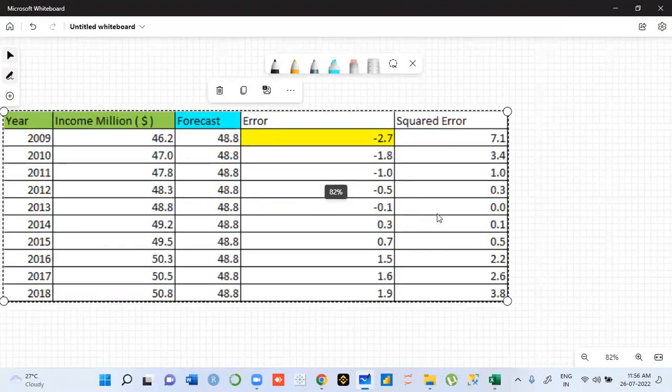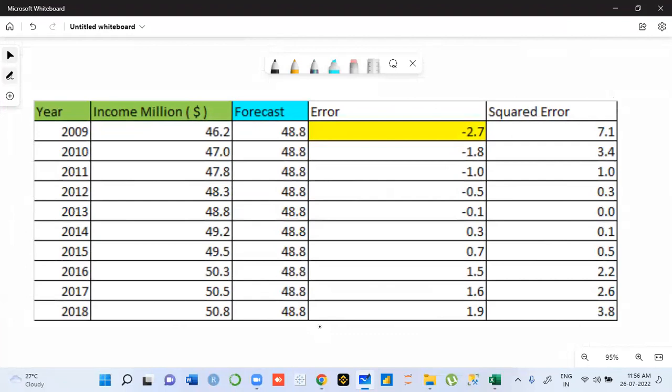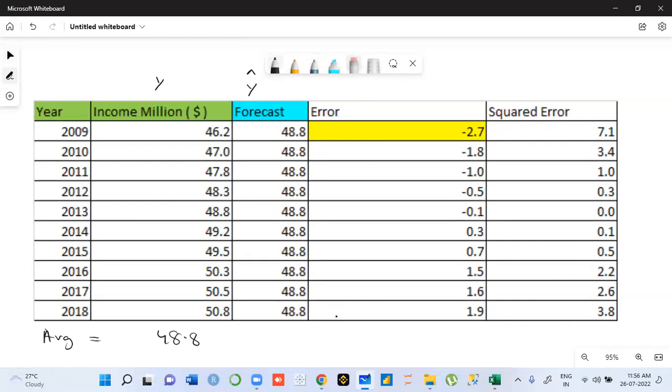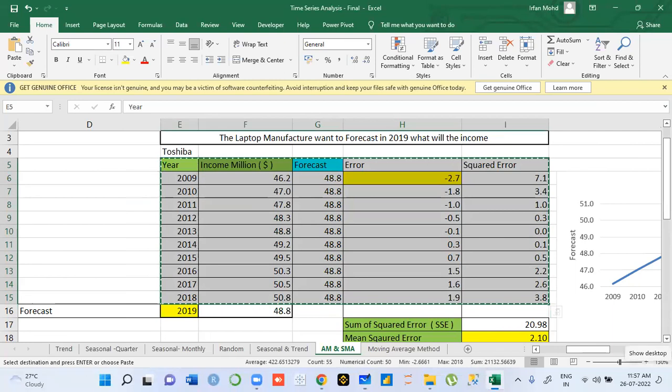What is the first error, guys? This is clear. Y minus your y hat gives the error. Clear, guys. Now can I do the square of the error? Minus 2.7 squared is how much? 10.1. So can I say first we compute the error, then we compute the error square. Can I compute the mean over here, guys? I get the mean answer as 2.10.